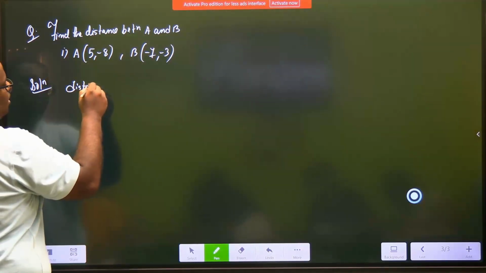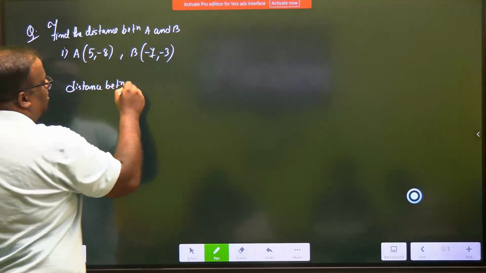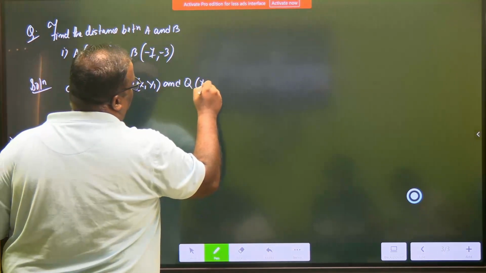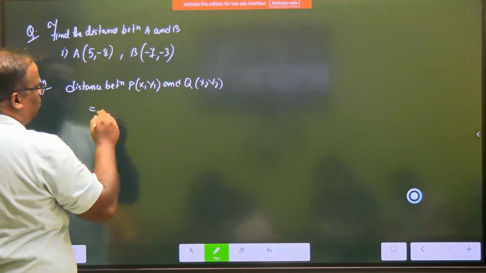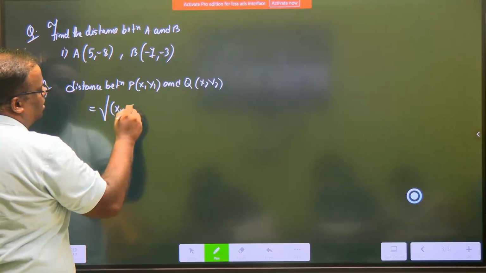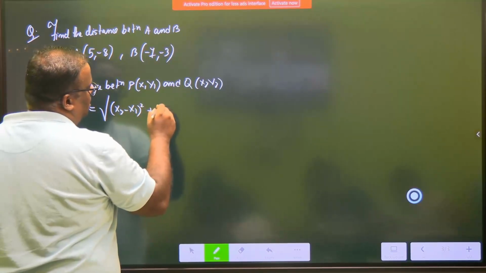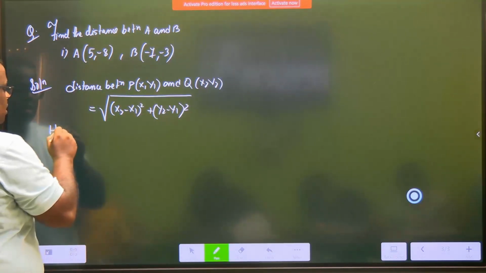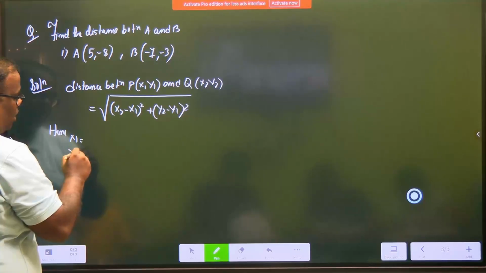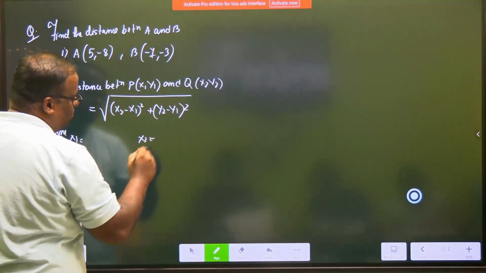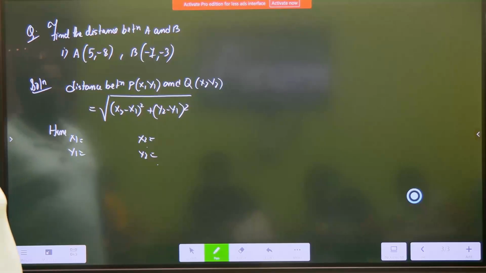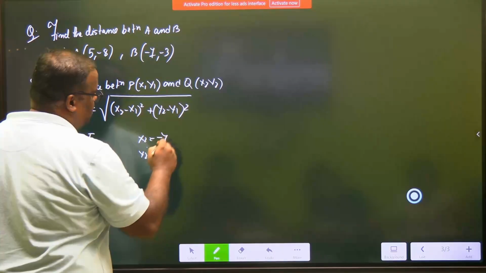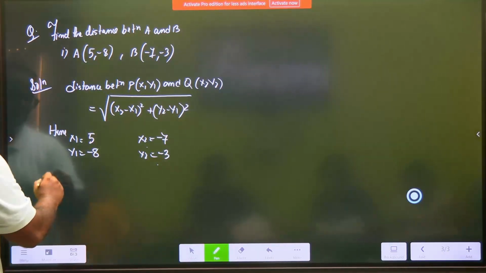Distance between P (x1, y1) and Q (x2, y2) is equal to root of (x2 minus x1) whole square plus (y2 minus y1) whole square. And you can write here x1 equal to, y1 equal to, x2 equal to, y2 equal to. What is the x1? 5. What happened to that girl? She is again gone for some NCC. Never ending NCCs. 3. So our distance is how much?